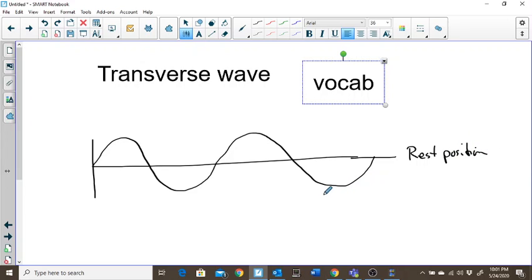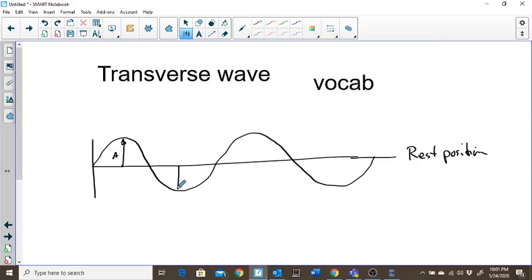If you can remember some of these things, that would be great. The rest position is where the string would be if there was no disturbance on it, like the surface of the water. This would be where the spring hangs without anyone creating a wave on it. Then we talk about the distance from the rest position to the highest point, and we call that A, our amplitude.